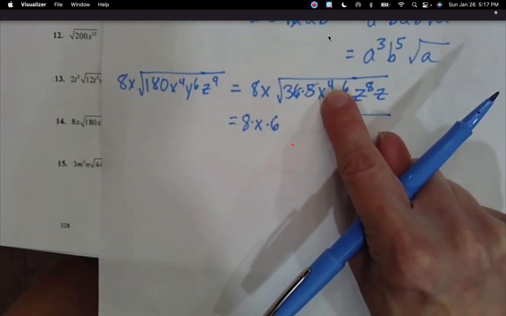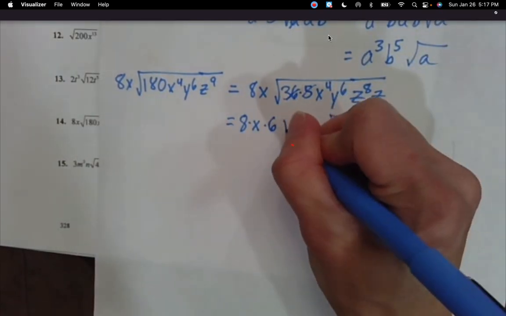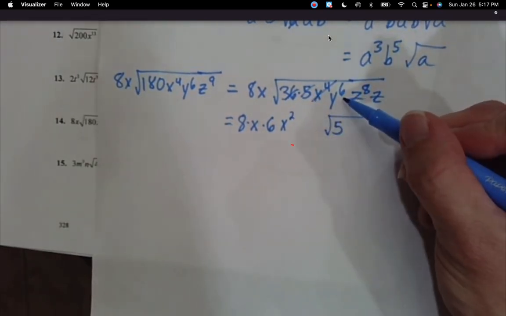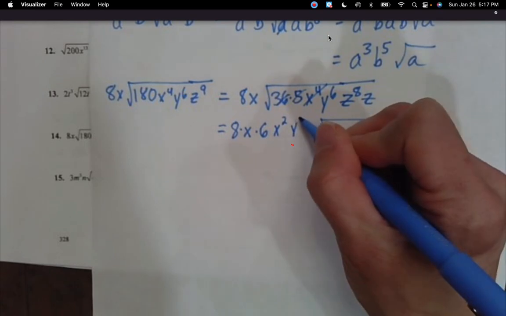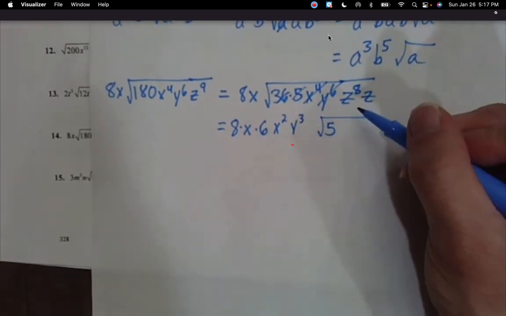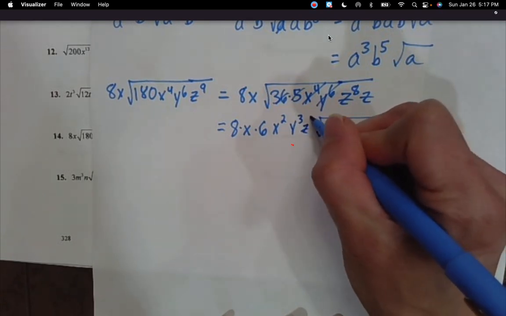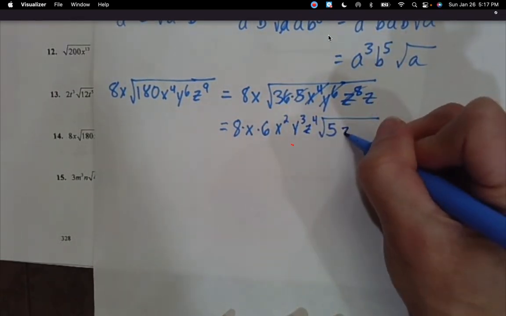What's 4 divided by 2? Well, that's 2. So I'm going to take 2 of those out. What's 6 divided by 2? Well, that's 3. Can take those out. What's 8 divided by 2? Well, that's 4. Take those out. And then I have to leave my z.